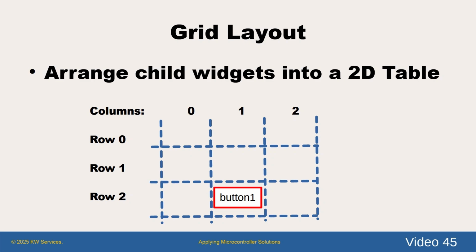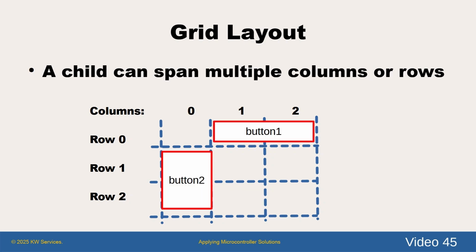A grid is a layout function that uses a container widget to arrange child widgets into a 2D table of columns and rows. By the way, columns and rows may also be verbalized as tracks. As an example, the picture shows that we defined a button in column track 1, row track 2. An important aspect is that a child widget can span multiple columns or rows. In the picture, we can see button 1 is in row track 0 and spans columns 1 and 2.